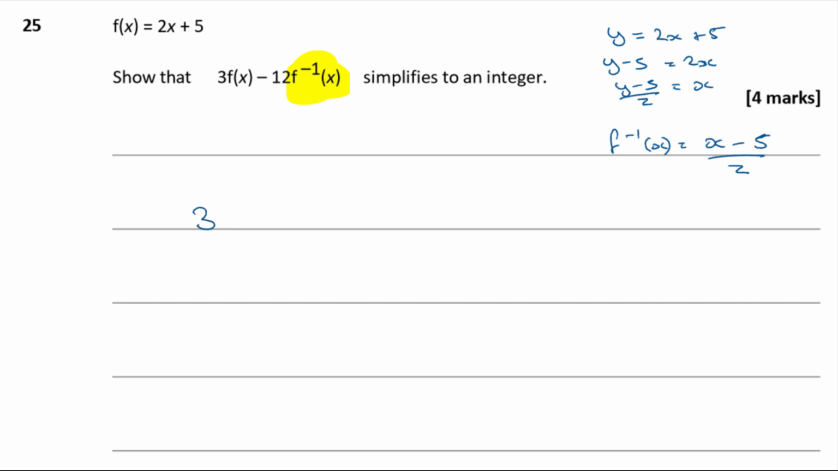So what's 3 lots of f of x minus 12 lots of f to the minus 1 of x? That's going to be 3 lots of this thing up here then, isn't it? 3 lots of 2x plus 5. Okay, minus 12 lots of this thing over here. Okay, x minus 5 over 2.